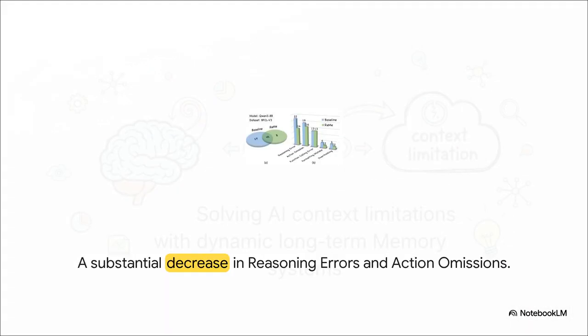And you can see the real-world impact of filtering out that noise straight in the data. When ReMe is applied, reasoning errors drop substantially, from 22 down to 14, and action omissions drop right along with them. This is hard proof that by actively pruning bad memories, ReMe completely stops the propagation of those multi-step mistakes that usually derail long-horizon tasks.